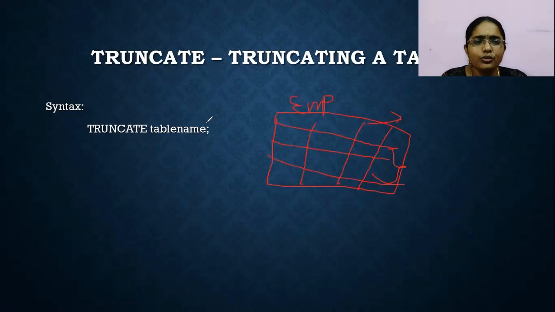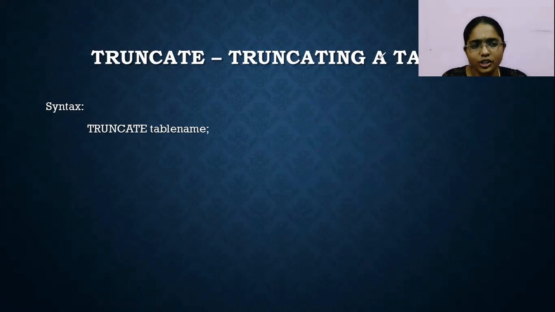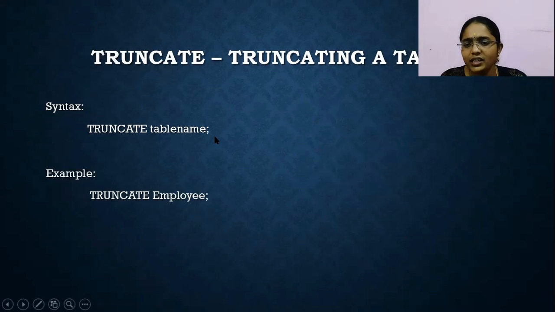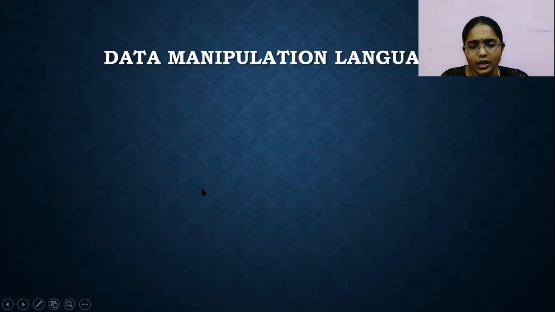It is similar to formatting your device. Once you do it, what happens? Your device and everything will be as such, but the data in it will be lost. The same thing happens in the case of truncate, where your table structure remains, but the data in the table will be lost. You'll get an empty table when truncating a table. And next, I guess you are clear with this data definition language. Now we'll move on to data manipulation language.